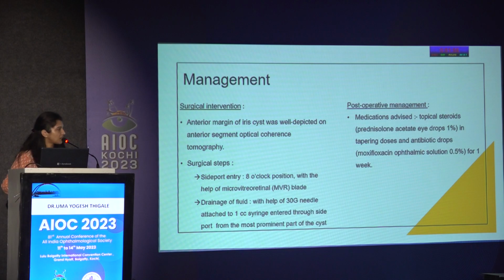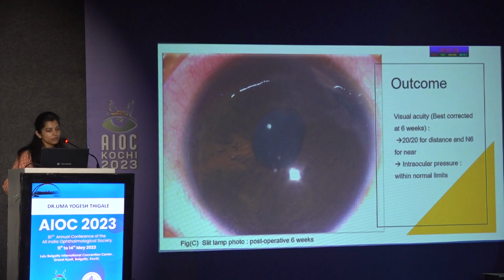So we did a side port entry at 8 o'clock with the help of an MVR blade. And we drained the fluid with a 30 gauge needle attached to a 1 cc syringe, entered through the side port at the most prominent part of the cyst. Post-operatively, the patient was started on topical antibiotics, continued for 1 week, and topical steroids, prednisolone acetate 1% eye drops, which were tapered over 6 weeks.